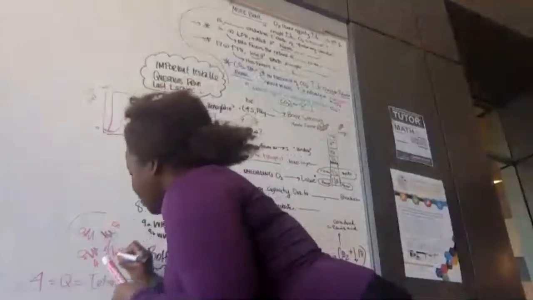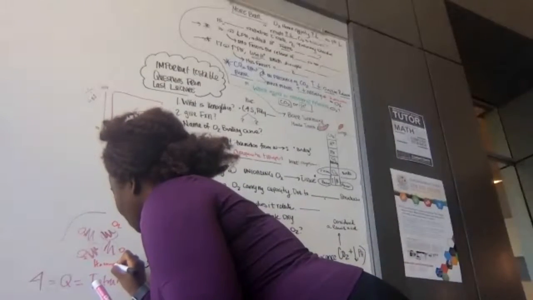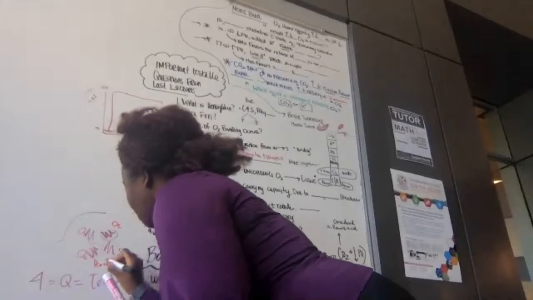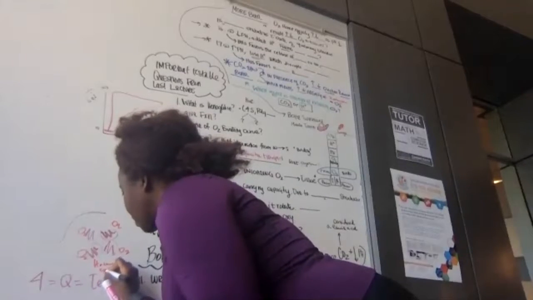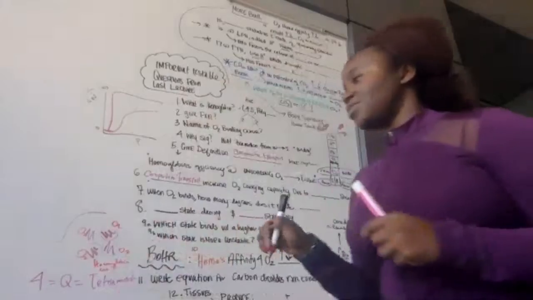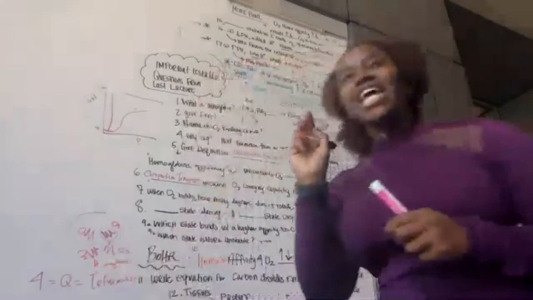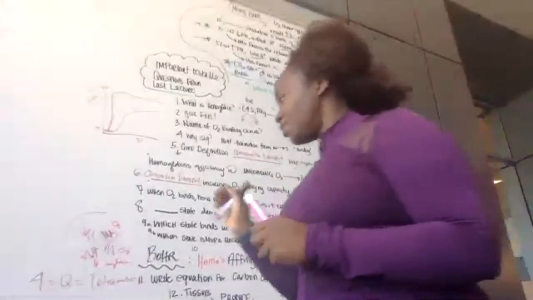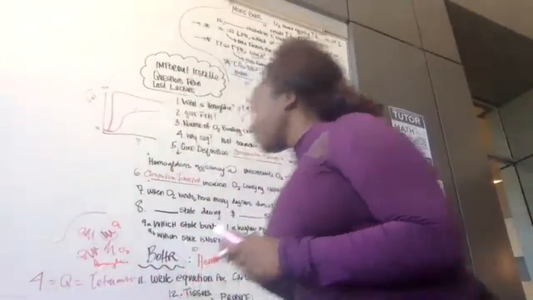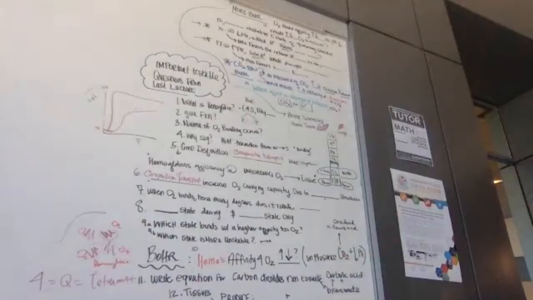I can spell hemoglobin, or you can spell it haemoglobin. It depends whether you're in England or here. They spell it with HAEMOGL. Anyway, hemoglobin. Okay, next question.